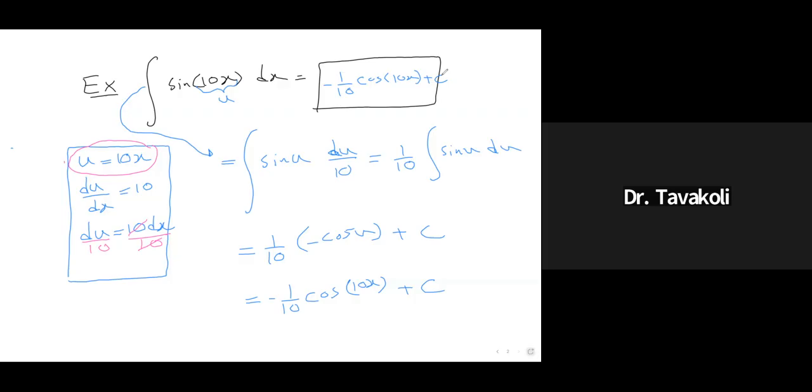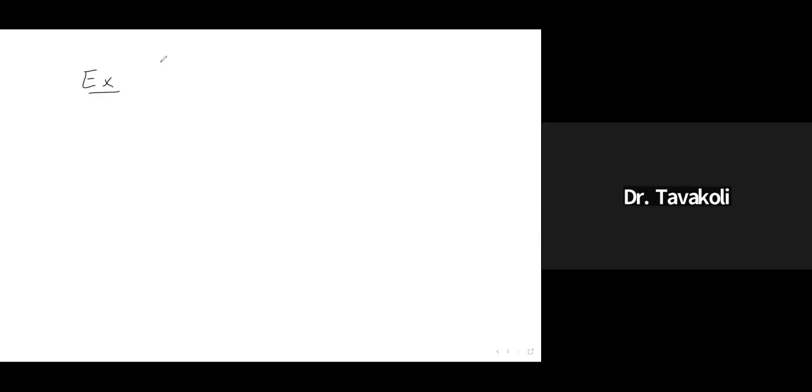Let's do another example. The integral of e to the power of 3x dx. If it were just e to the power of x, it was much easier, but here we have e to the power of 3x. Please try this on your own before watching my solution.